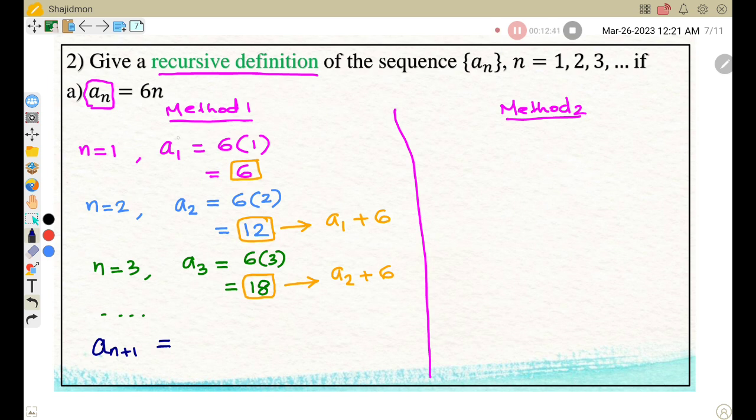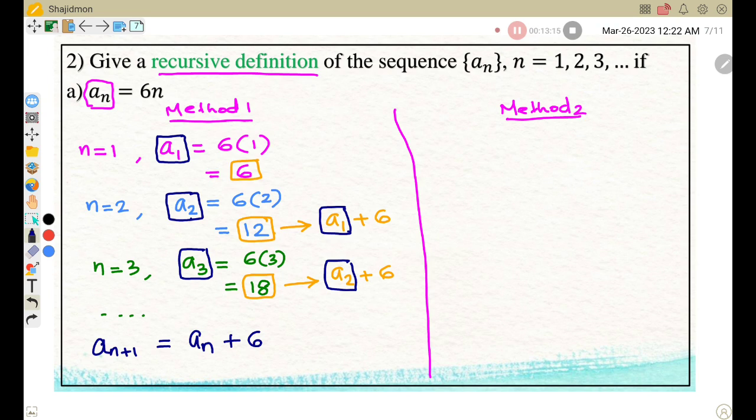See, for example, a1, this is the base case, a1 equal to 6. Okay, that is the base case we can write. a2, for example, a2 means a1 plus 6. The second term means a1 plus 6, just the before term, correct? a1 plus 6. How are we writing a3? a2 plus 6. a3 means before term plus 6. So how do we write an plus 1? an plus 1, before term an, plus 6, correct? an plus 6 we can write. Hope you understood that one, correct?